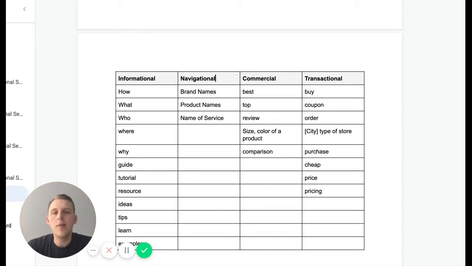When someone is ready to make a purchase, that is a transactional search. And the intent can be signaled by keywords like buy or coupon, order, also certain types of stores, or purchase, cheap, price, and pricing all signify transactional intent. Transactional search queries are very, very bottom of the funnel. It's right at the moment that someone's about to make a purchase or make a transaction.